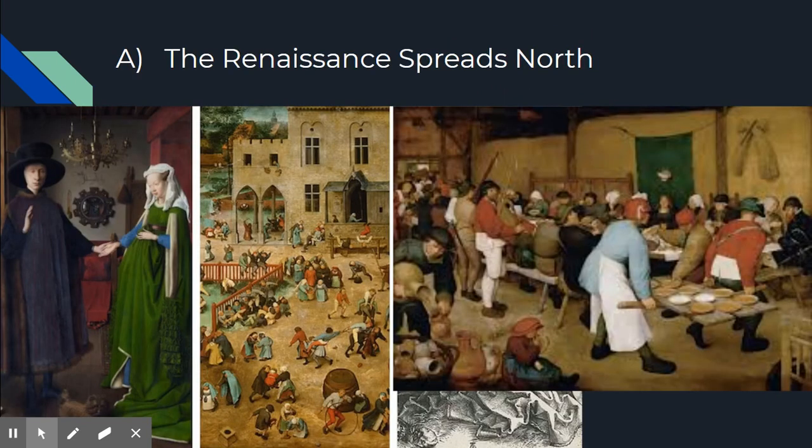So, the Renaissance is going to spread northward through trade routes, the same way it spread into Italy, because, of course, northern European states were also recovering from the Black Death, and so we saw some of the same things happening there that were happening on the Italian peninsula.